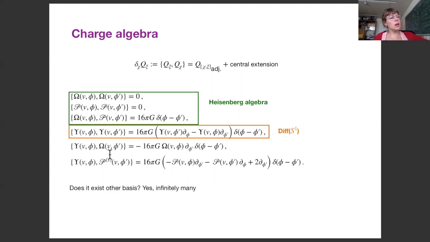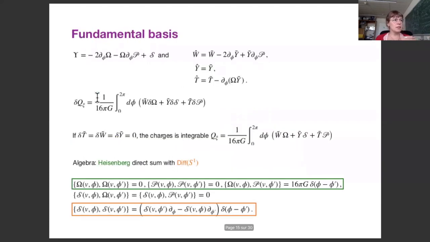It's not a direct product, so you have some commutator, but we will see that. I want you to focus on that part. And why am I saying that? Here I found one basis where the charges are integrable, but you might worry if there is another basis, and actually there is. One basis that is really interesting is what we call the fundamental basis. Instead of using this upsilon, you use this S, and you introduce new generators, the tilde ones, in terms of the hat ones. The charge will be written in such a way.